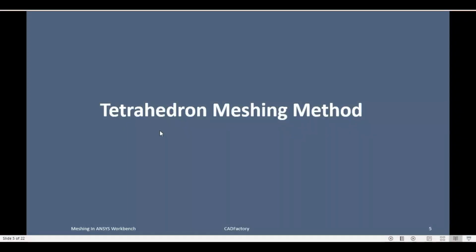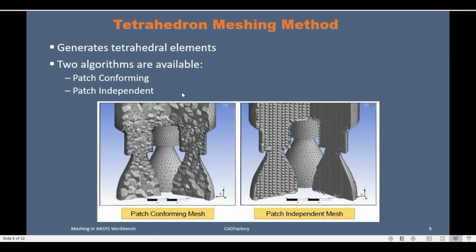Next is the tetrahedron mesh method. This method generates tetrahedral elements, and there are two algorithms available under this tetrahedron meshing method. The first is patch conforming and the second is patch independent. Here you can see the example of this patch conforming and patch independent.